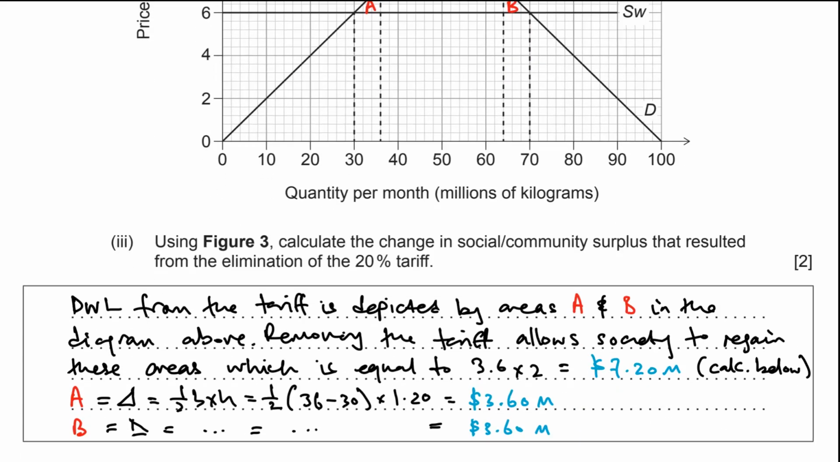So question part 3, I should say, is telling us to use figure 3 to calculate the change in social/community surplus that resulted from the elimination of the 20% tariff. Okay, so I'll just cut straight to the chase. The main benefit that society, community, whatever, gets from the removal of the tariff is this thing called the deadweight loss. Or rather, if I put it the other way around, when you put a tariff on, you create these inefficiencies called deadweight losses. So if you remove the tariff, you're going to undo those deadweight losses.